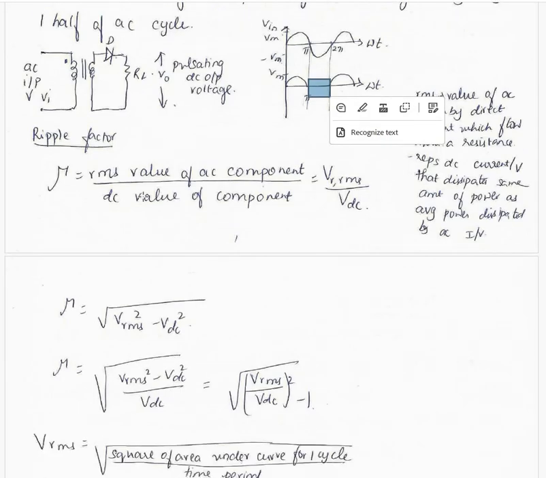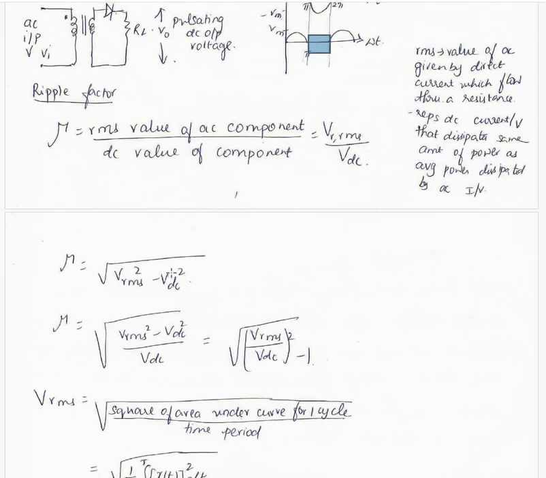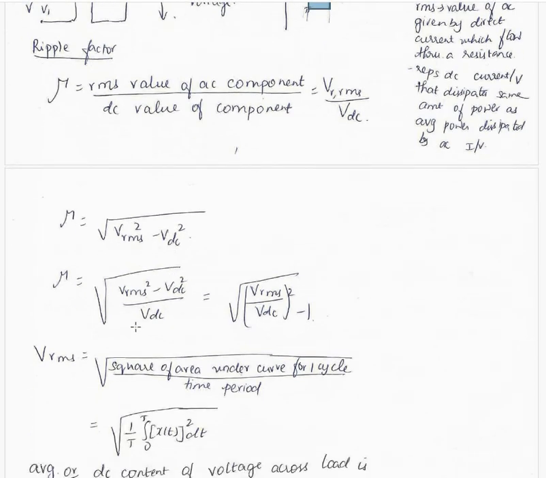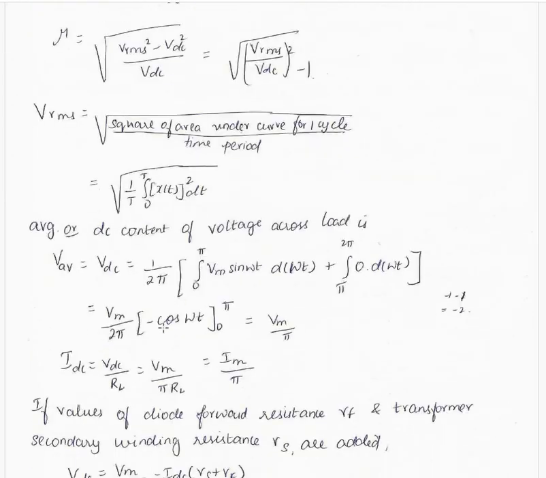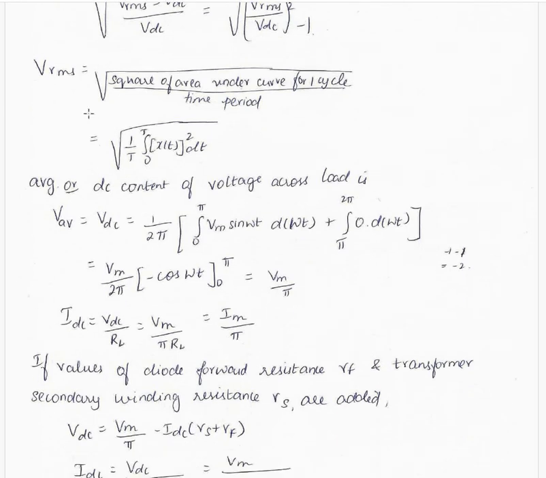The ripple factor is the RMS value of the AC component divided by the DC value of the component. So it is Vr RMS by VDC. Ripple is root of V RMS square minus VDC square. So it is root of V RMS square minus VDC square by VDC. So it is root of (VRMS by VDC) whole square minus 1.